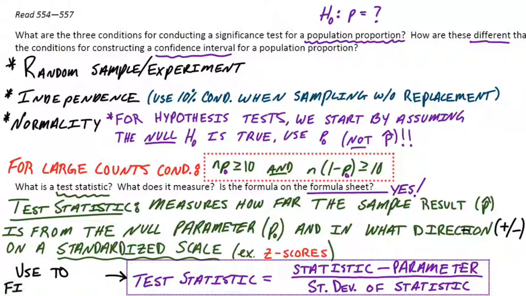So, and just a reminder, what do we use the test statistic for? That's actually just sort of a z-score, or maybe in some cases a t-score. We use it to get a p-value.